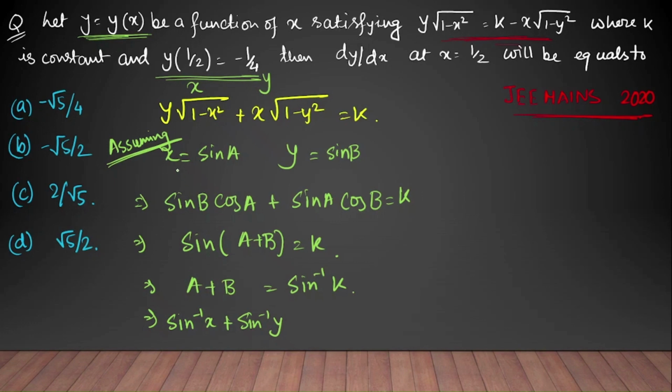See, first of all we have assumed x equals to sine a and y equals to sine b. So in the place of a we can write sine inverse x, and in the place of b we can write sine inverse y, and sine inverse k is as it is there. Here k is a constant, so sine inverse k will come as a constant value, so we can represent it as c, assuming.